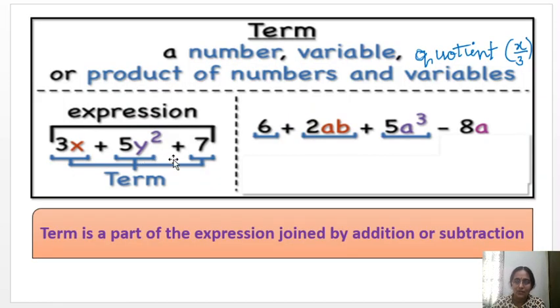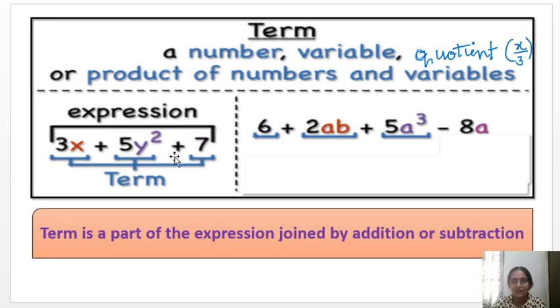You know now what is an expression? Yes, we will understand what we mean by term. What is a term? You know already. A term is a part of the expression. Here, how many parts does the expression have? The expression has three parts, right? Three parts. 3x is connected with 5y square by an addition sign, and 7 is connected by an addition sign.